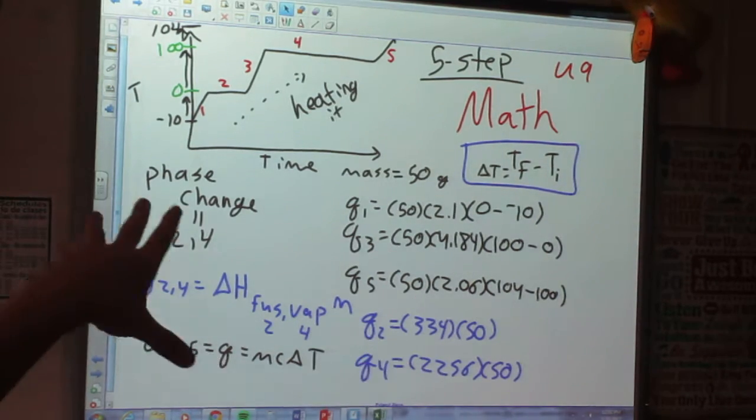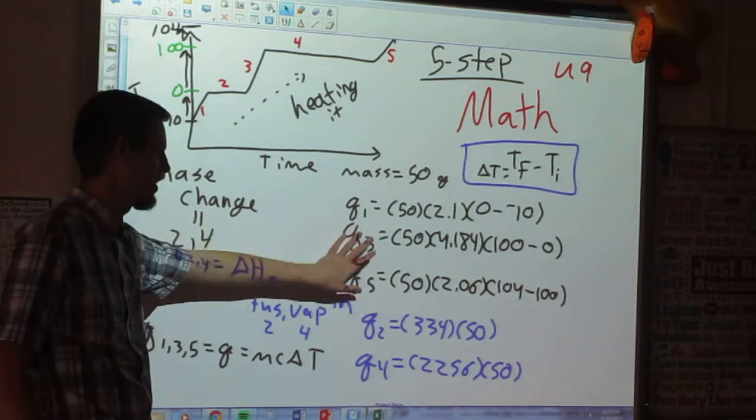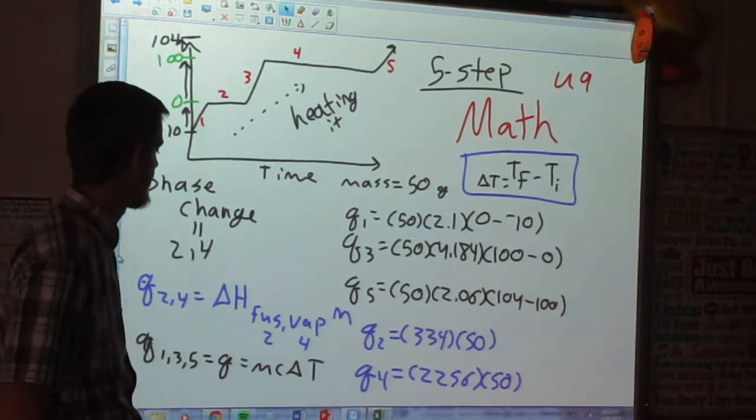Okay, add them all up and you're done. This is that little Hess's law thing. The sum of each little step adds up to the whole. So this is a little bit of Hess's law, just a tad. And then that's unit 9.